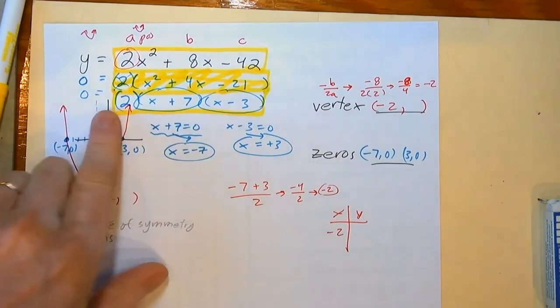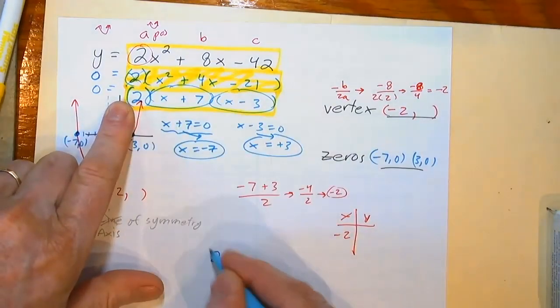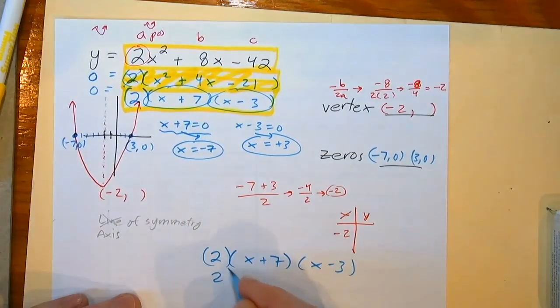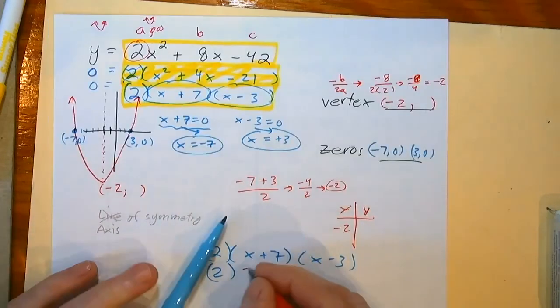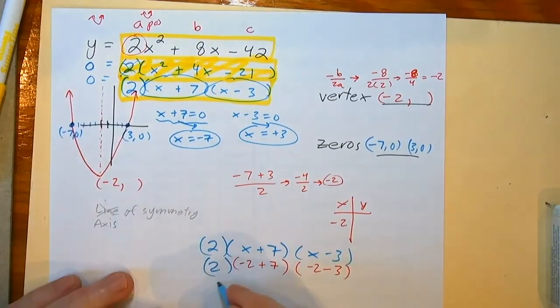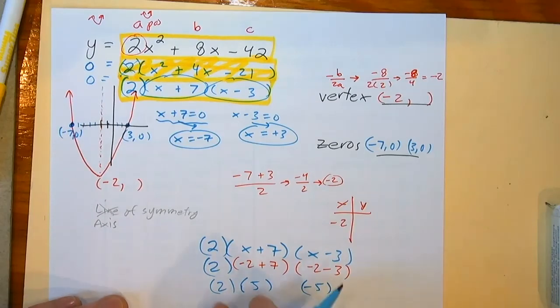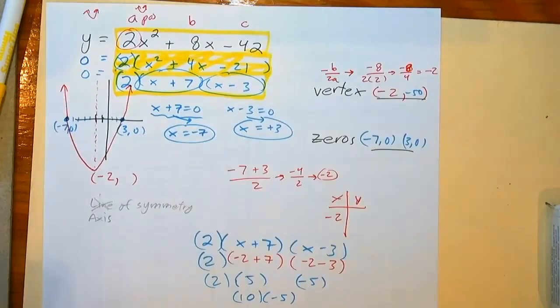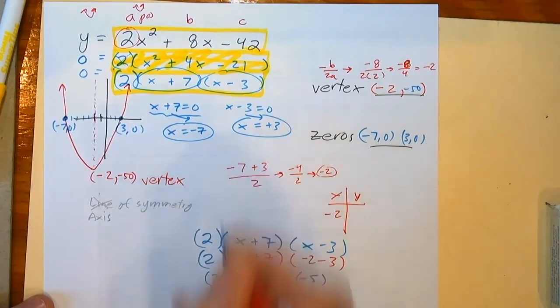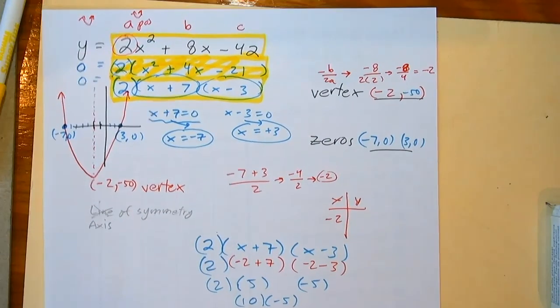Let's plug -2 in this big problem. Why? It's so much easier. Let me bring this down. 2, x plus 7, x minus 3. You're welcome to plug it in there, but it's so much easier plugging in here. Put in -2 plus 7, -2 minus 3. So let's see, 2, 7 minus 2 is 5, -5. 2 times 5 times -5, see that's 10 times -5, -50. Oh my God, -50. This is way down here at -50. That's the vertex. Okay, that's what you're expected to do because we like to follow the path of these.